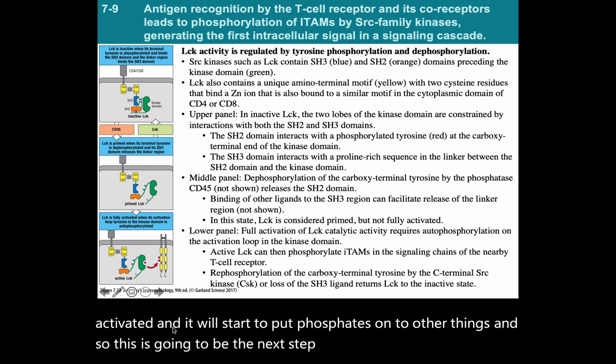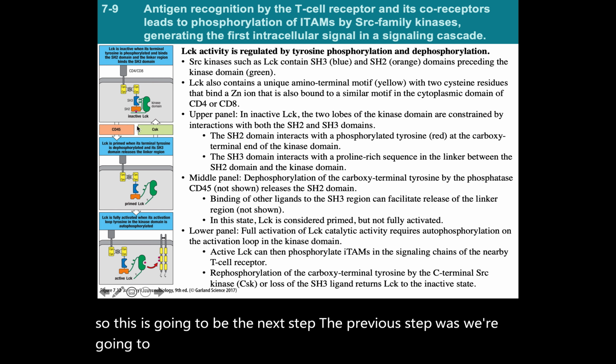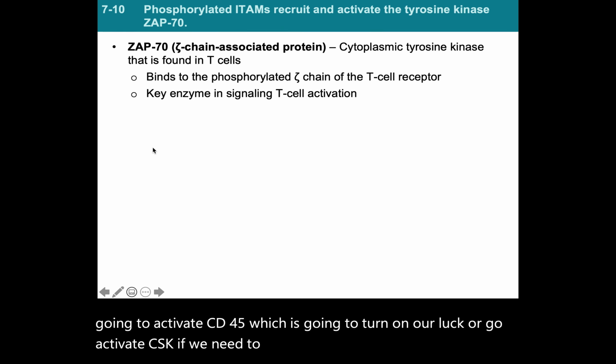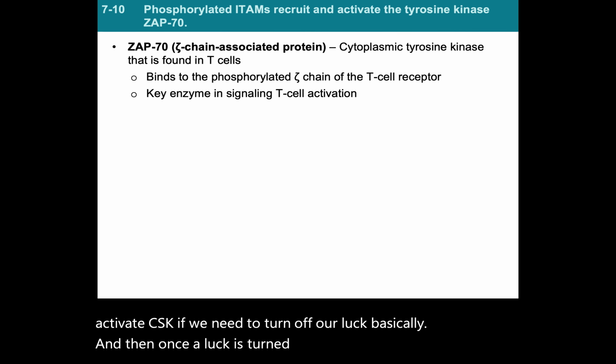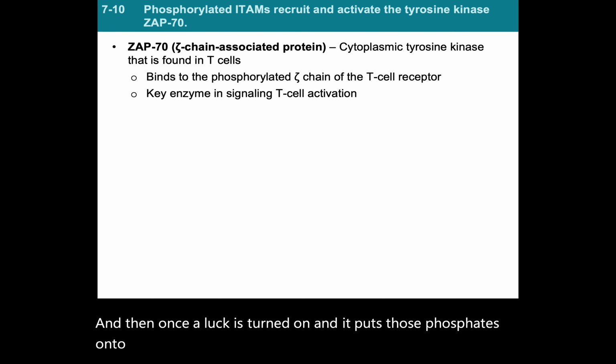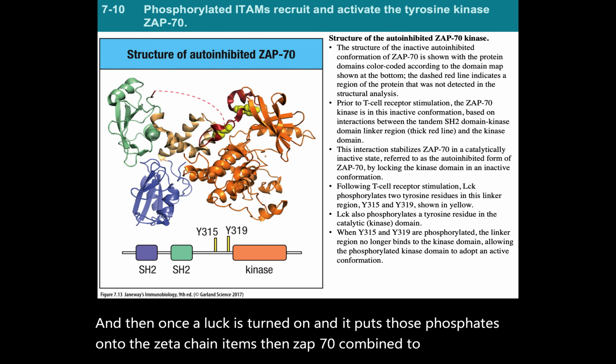The previous step was we're going to activate CD45, which is going to turn on our Lck, or we're going to activate CSK if we need to turn off our Lck, basically. And then once Lck is turned on and it puts those phosphates onto the zeta chain ITAMs, then ZAP70 can bind to those, and then we're off.